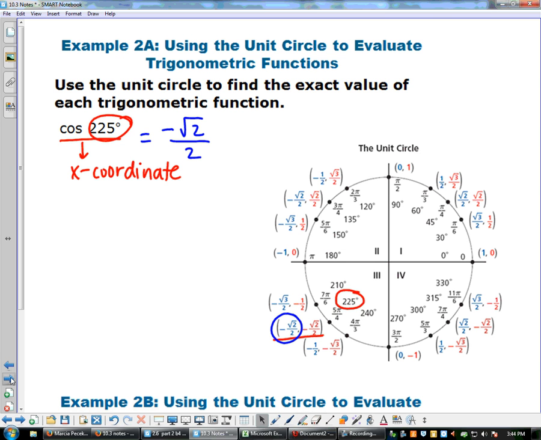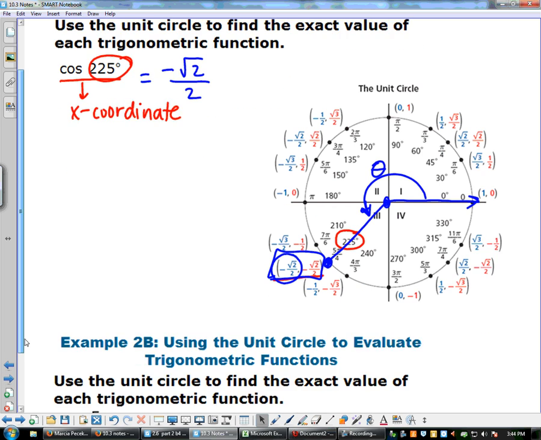And don't forget that for that 225 degree angle, we're talking about this angle that looks like this. So the angle theta in this case is 225 degrees. It ends up right here at this ordered pair. That ordered pair is negative square root of 2 over 2, comma, negative square root of 2 over 2.